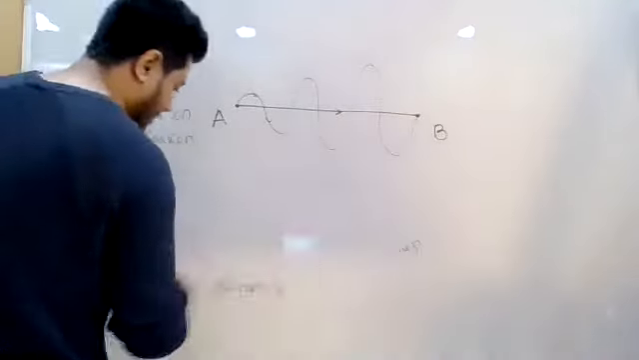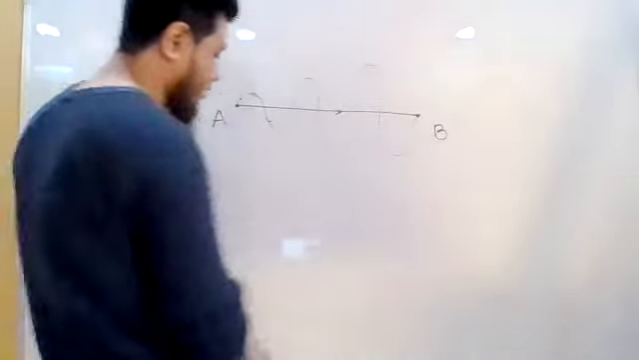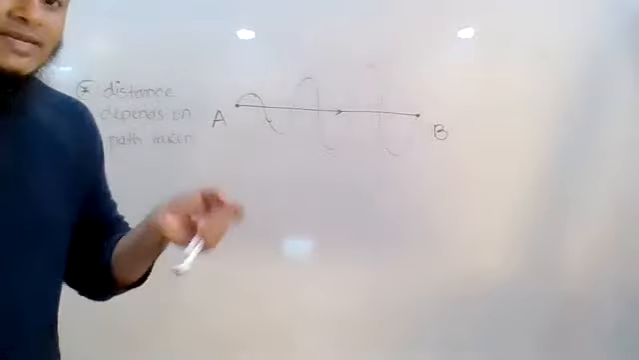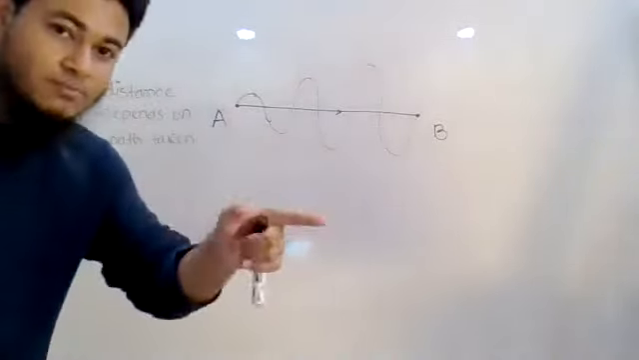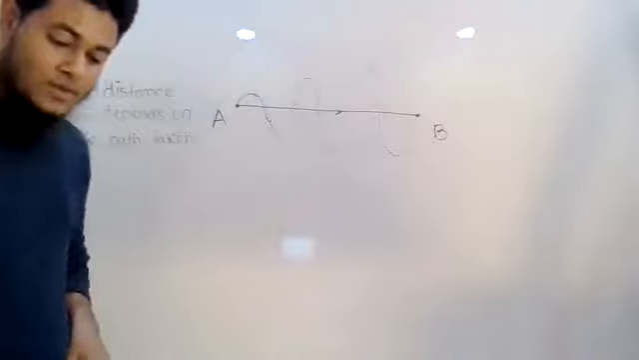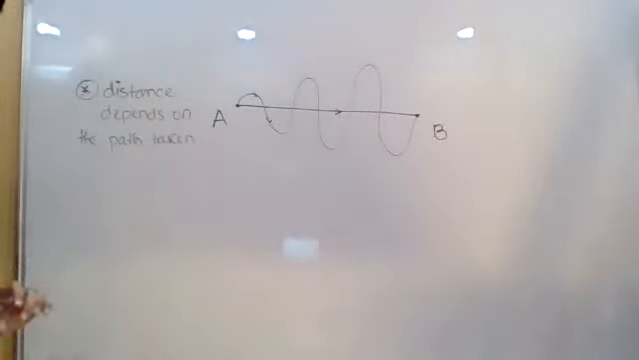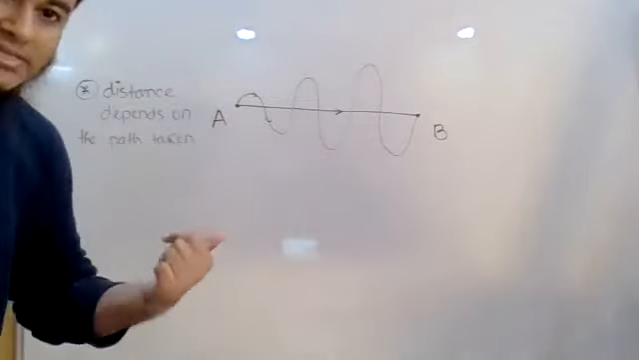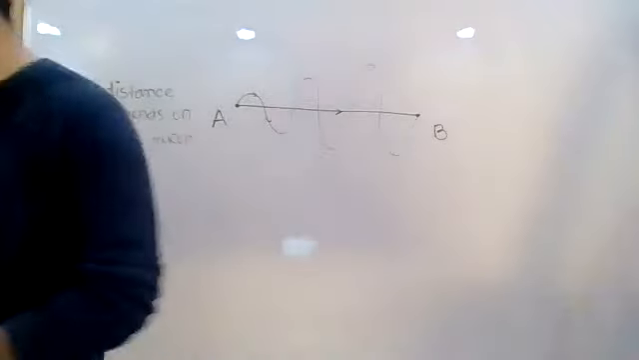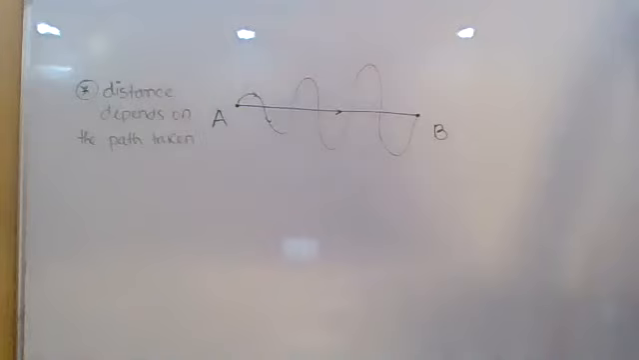Whatever I'm explaining now might come for 2 marks. You have to explain why distance depends on the path and displacement doesn't. So distance depends on the path taken. The total path covered, that is distance. But what about displacement? Let me change my marker.